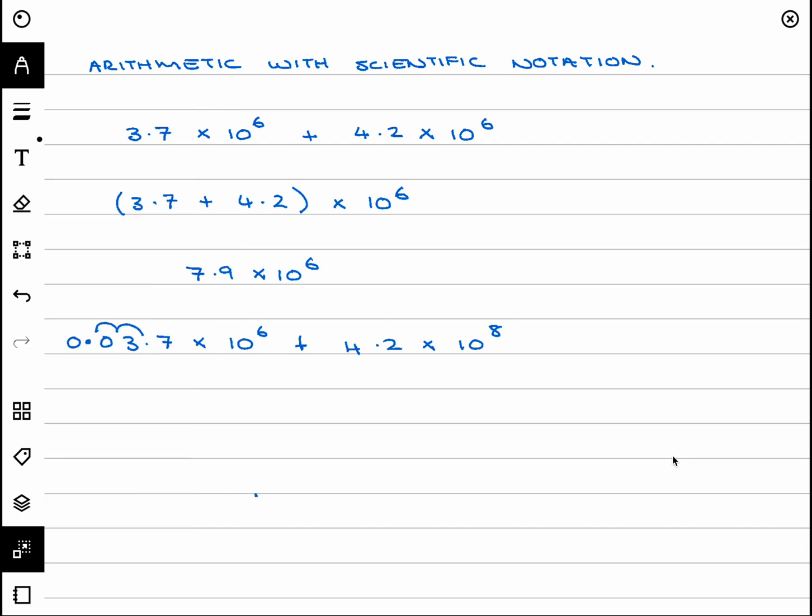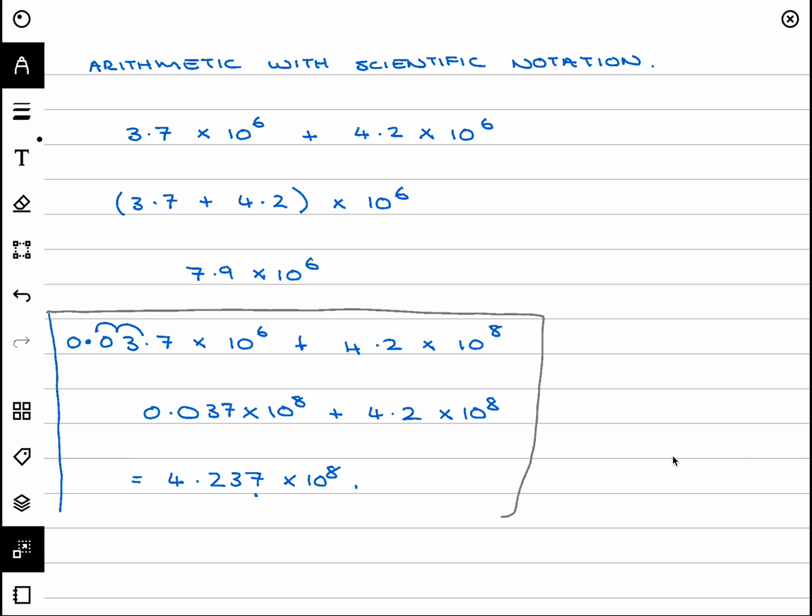Let me put it here, 0.037 times 10 to the 8 plus 4.2 times 10 to the 8, and this ends up equaling 4.237 times 10 to the 8. These type of questions, you're probably best to try to do them on your calculator. But there is a method to the madness if you are trying to work these out.